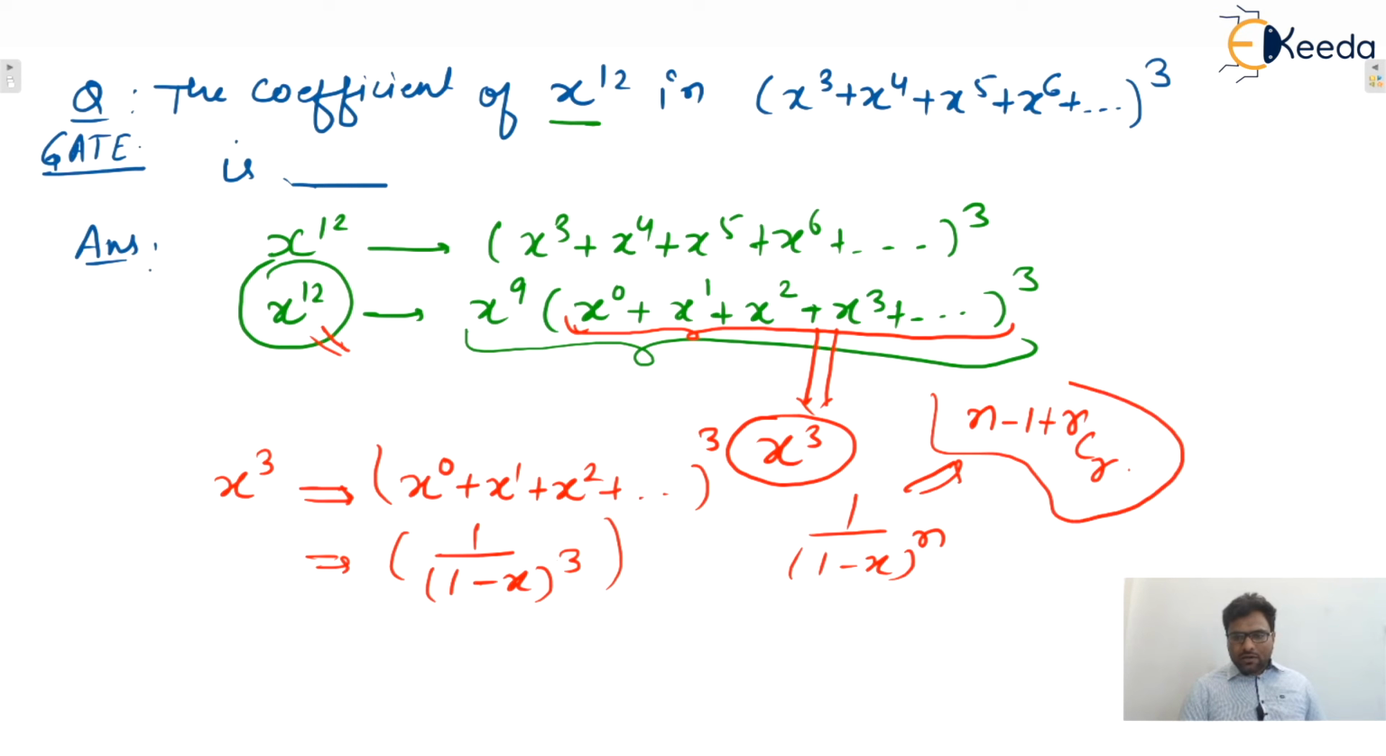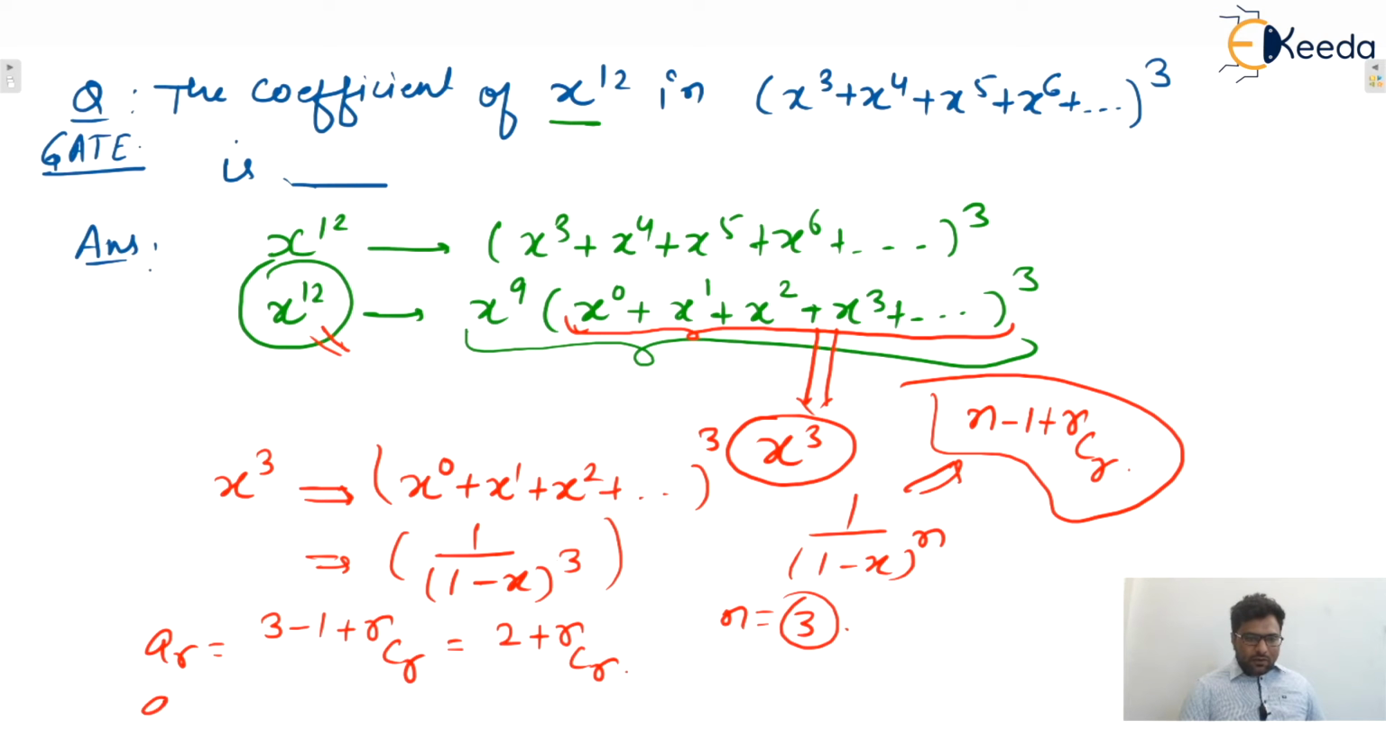I already discussed this one. One important point was there in the table, this particular point. Now here we can say that the n value is 3. So a_r will be n minus 1, that means 3 minus 1, plus r C r. So that means we can say 2 plus r C r.